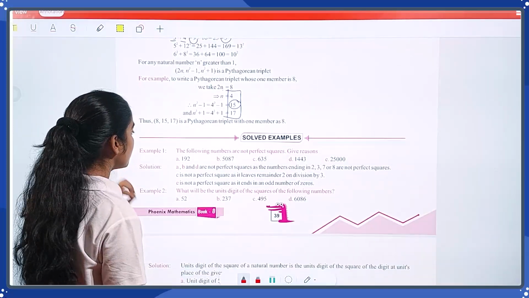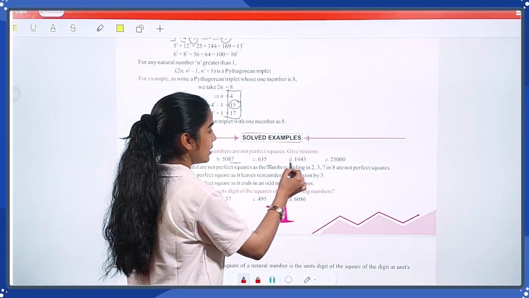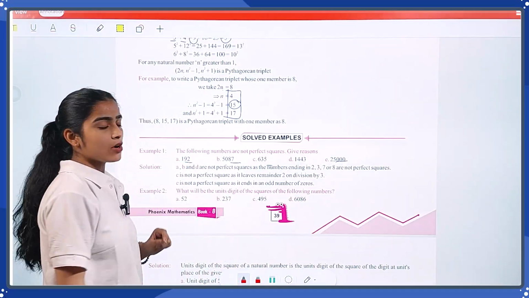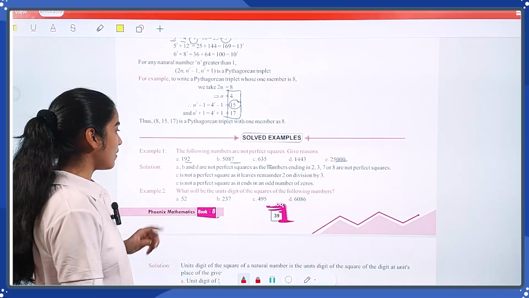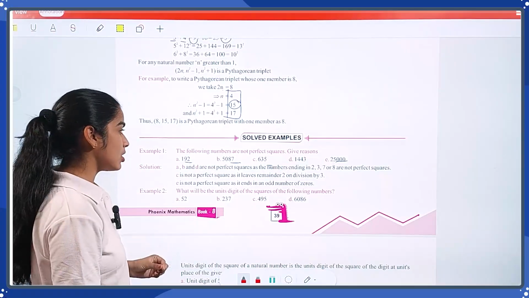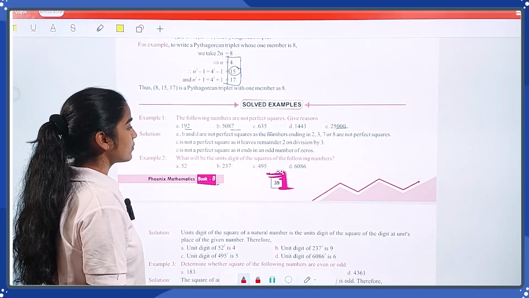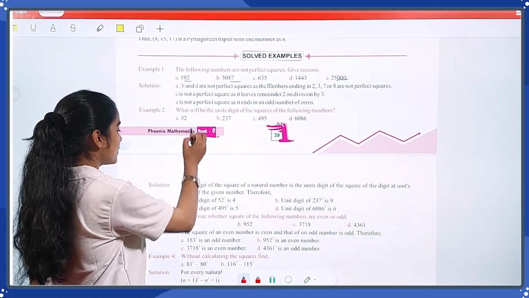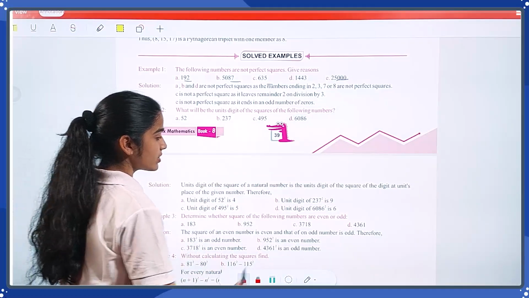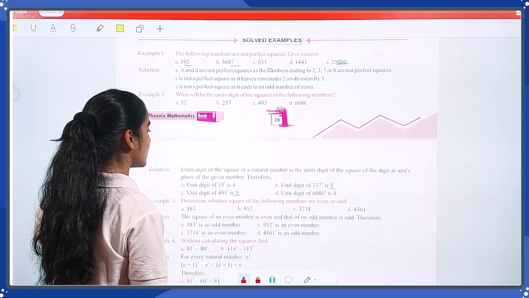Now, the following numbers are not perfect squares. Give reasons. Because these numbers end with 2, 7, 5, 3 and 000. These are the reasons, because according to the properties of square numbers that we learned, if the last digit is 2, 3, 7 or 8, or an odd number of zeros, it means it is not a perfect square. So, what will be the unit digit of the square of the following numbers? 52: 2 square is 4. 7 square is 49, and the end digit of 49 is 9. Then 5 square is 25, end digit is 5. Then 6 square is 36, end digit is 6.